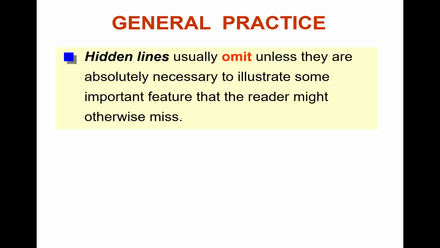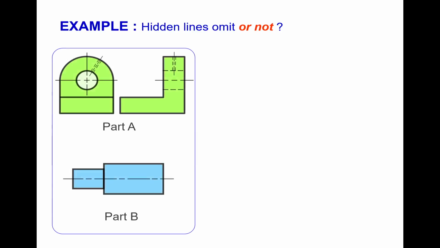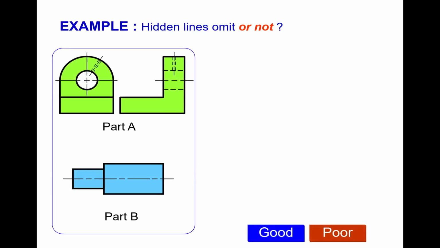Another general practice is about the hidden lines. Okay, normally we leave out hidden lines unless they are really needed to illustrate some important feature that the reader might otherwise miss. Okay, let's look at this example. So using the same parts as before, part A and part B, should the hidden lines be omitted or not?